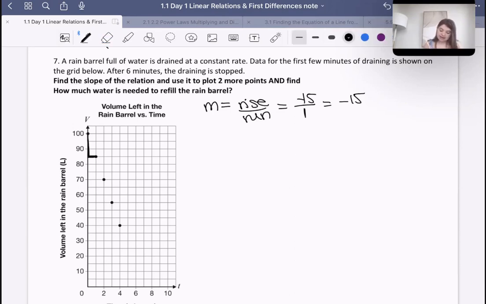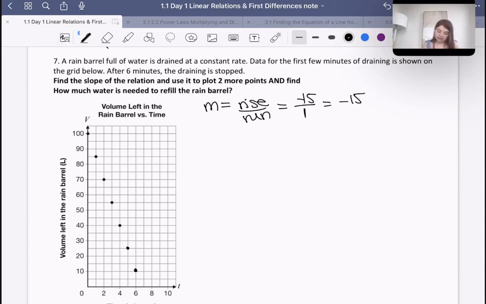And then it says, and use it to plot 2 more points. So let's use that slope to plot 2 more points. We're going to plot one here. We're going to go down 15 and over 1, and then down 15 and over 1 again. So there we go. We plotted our 2 more points, so check.